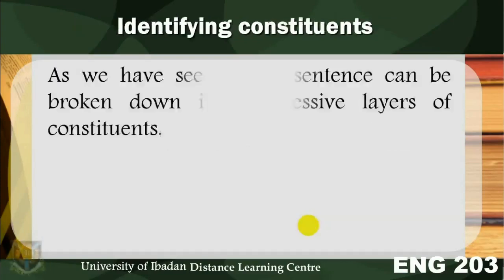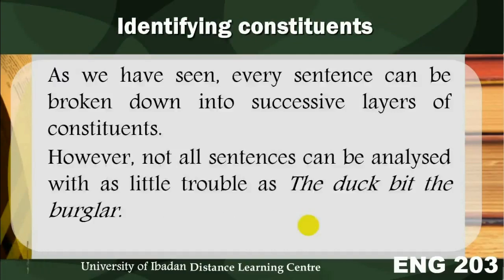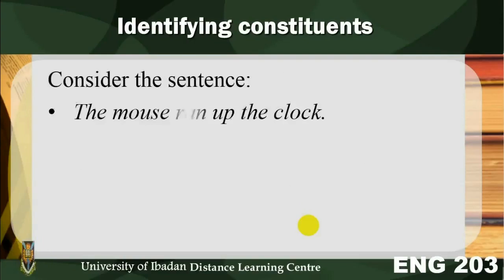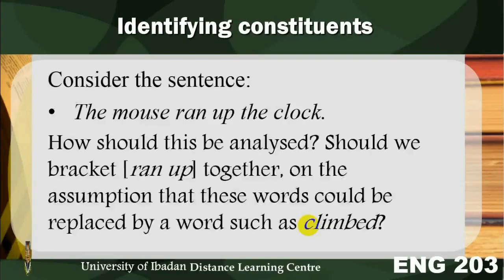Identifying constituents. As we have seen, every sentence can be broken down into successive layers of constituents. However, not all sentences can be analyzed with as little trouble as "the dog beat the burglar." Consider the sentence, "The mouse ran up the clock." How should this be analyzed?